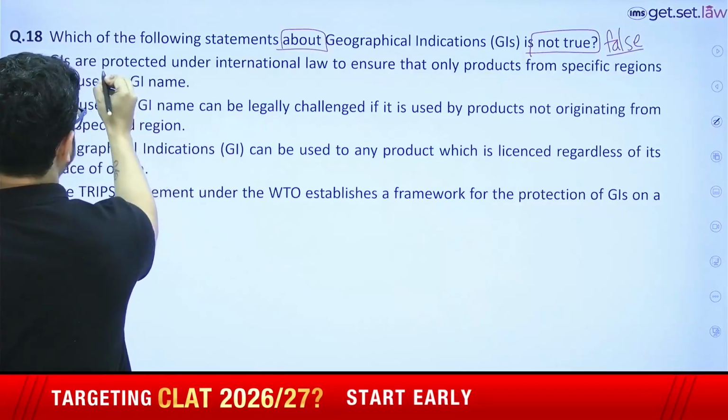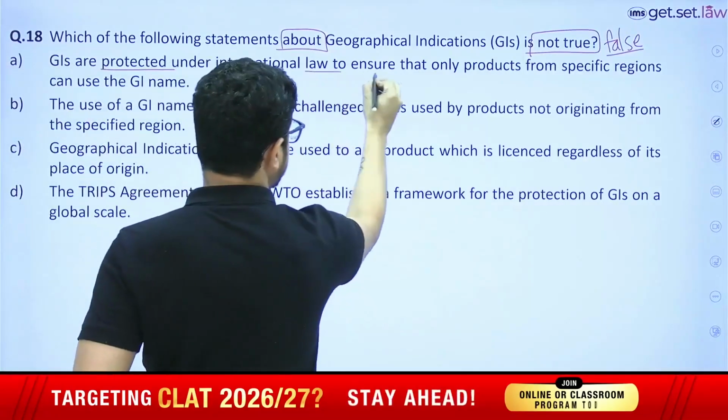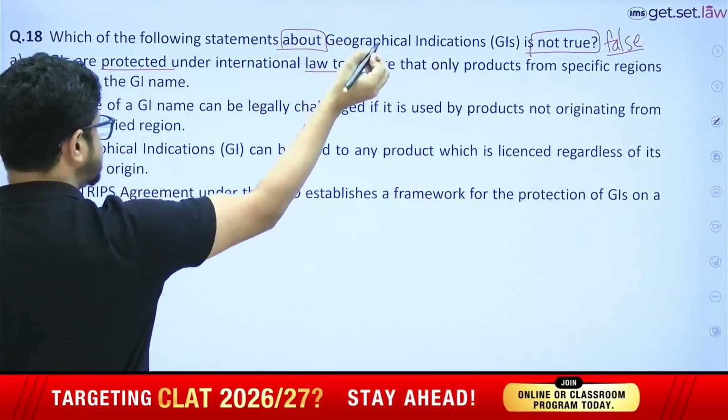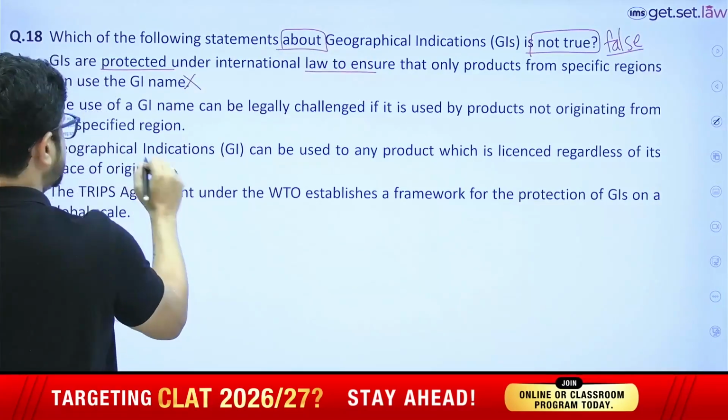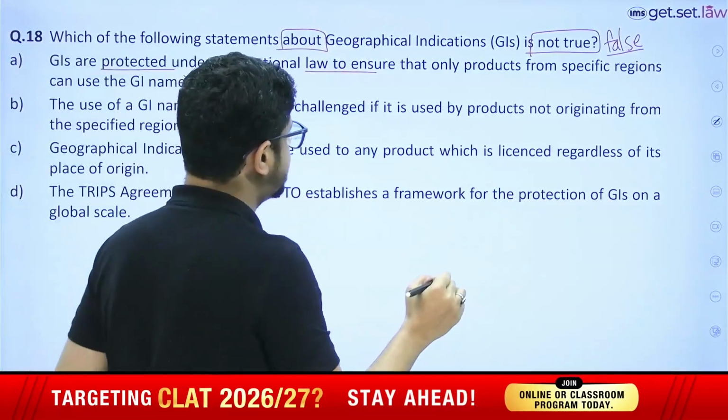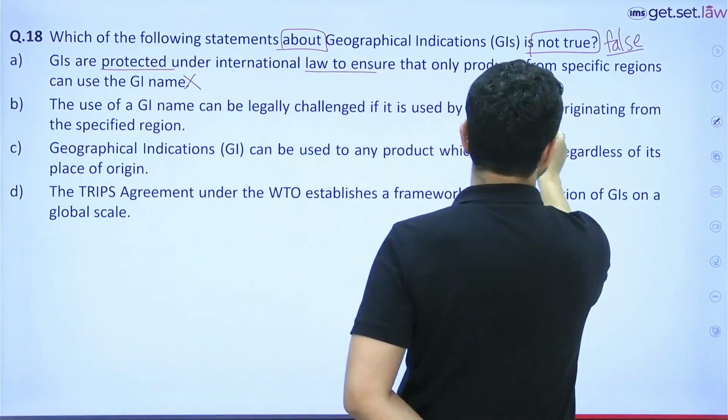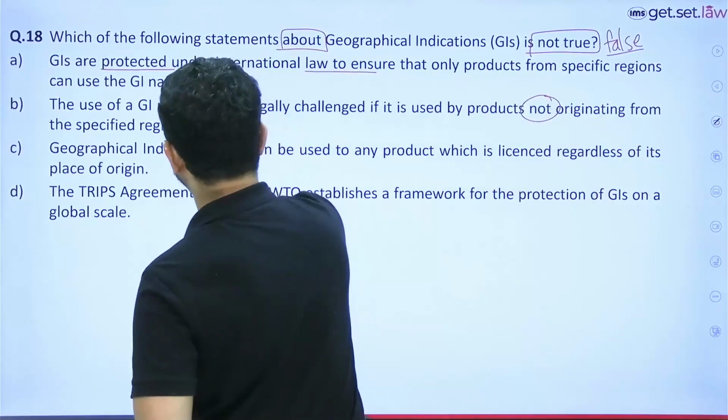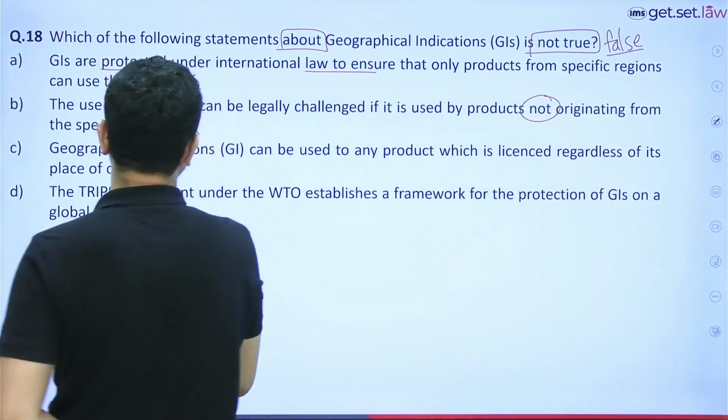Now we say that GIs are protected under international law. This is true. It is asking not true, so this is wrong. Use of GIs can be legally challenged if it is used by products not originating from the specified region is also true. That's why it's wrong.